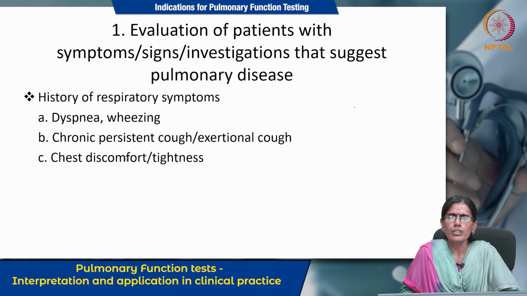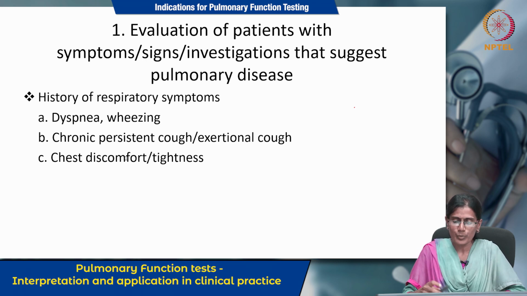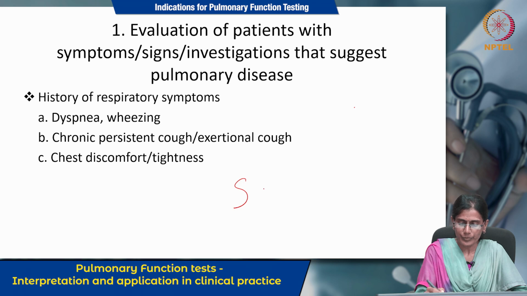So if the patient has obstructive airway disease, what will you do next? We want to know whether the patient has bronchial asthma or COPD. So how will you differentiate bronchial asthma from COPD? You have done spirometry and it shows an obstructive pattern. So what will you do now?